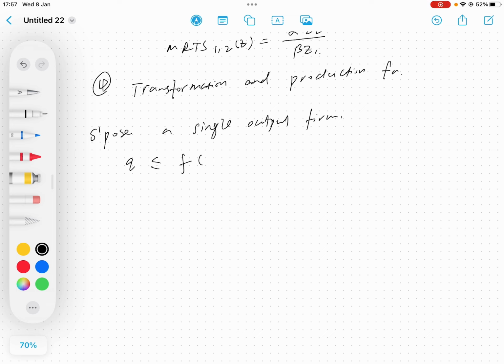Here we're changing this the other way around, so be careful. This f of x1, x2, for the purpose of this example, is going to be Cobb-Douglas. That'll be x1 to the alpha and x2 to the beta. So this f of x1, x2 is the maximum amount of Q that can be produced within the technology of this firm.